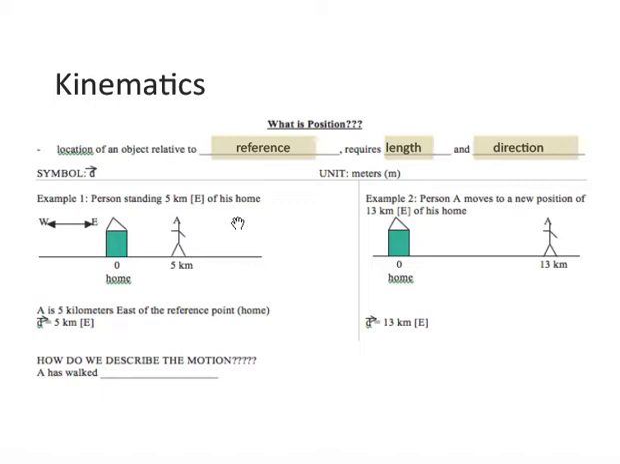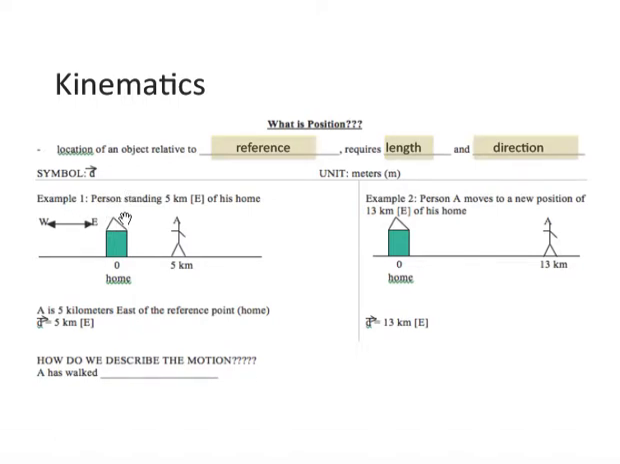What is position? It's the location of an object relative to a reference, and it ultimately requires a measurement of length or distance and direction. The symbol in physics is d. Notice d has an arrowhead above it. That means it's a vector. The unit is meters.